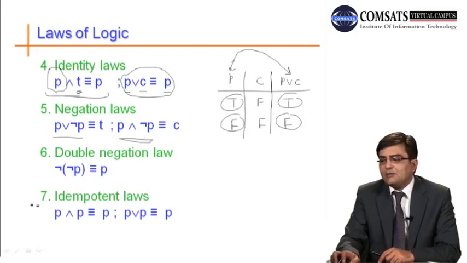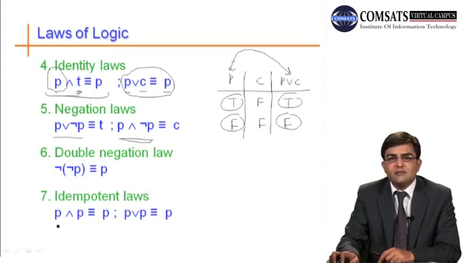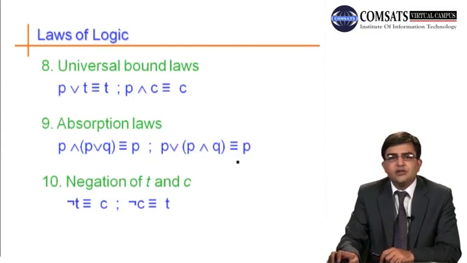The next law is the idempotent laws. These laws are very obvious. We can immediately see that P and P is logically equivalent to P, and the second law is P or P is logically equivalent to P. So in both laws, the truth values of P in each row remain the same. Therefore, P and P is logically equivalent to P, and P or P is logically equivalent to P.